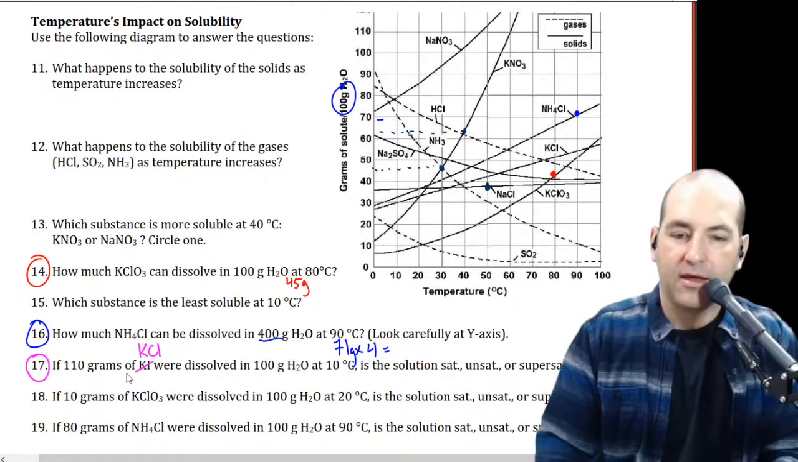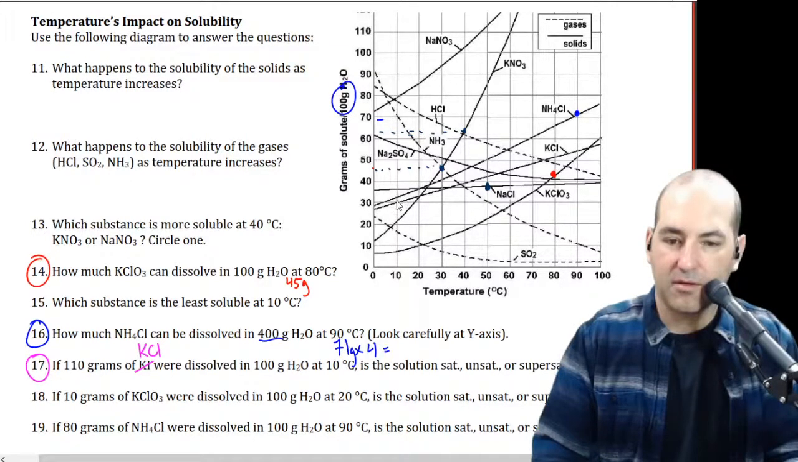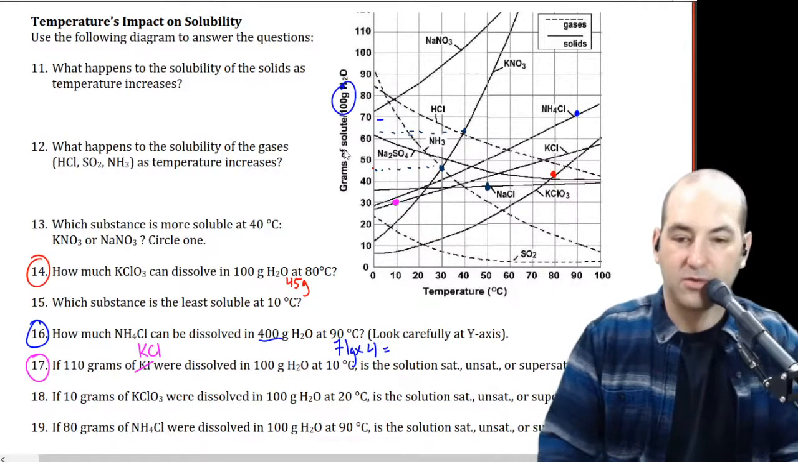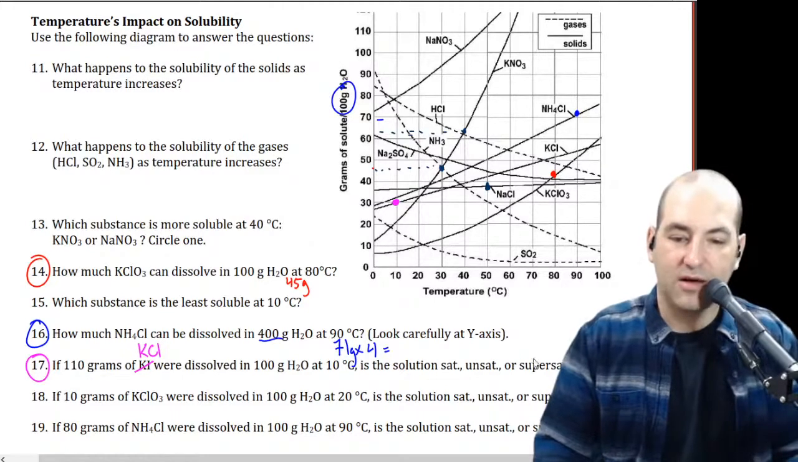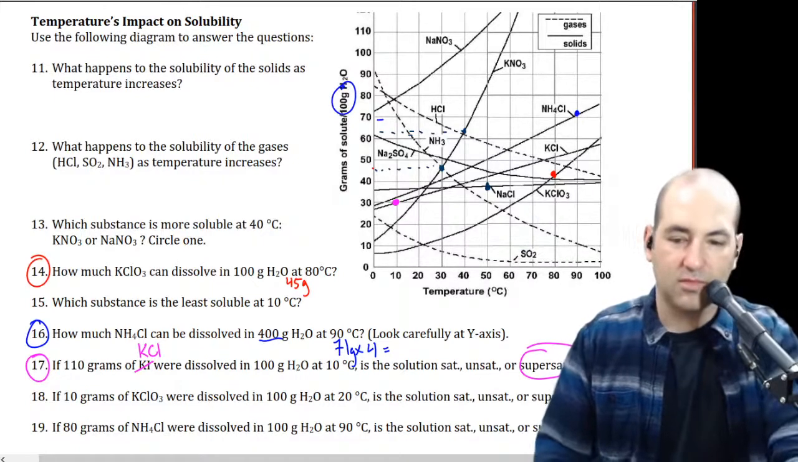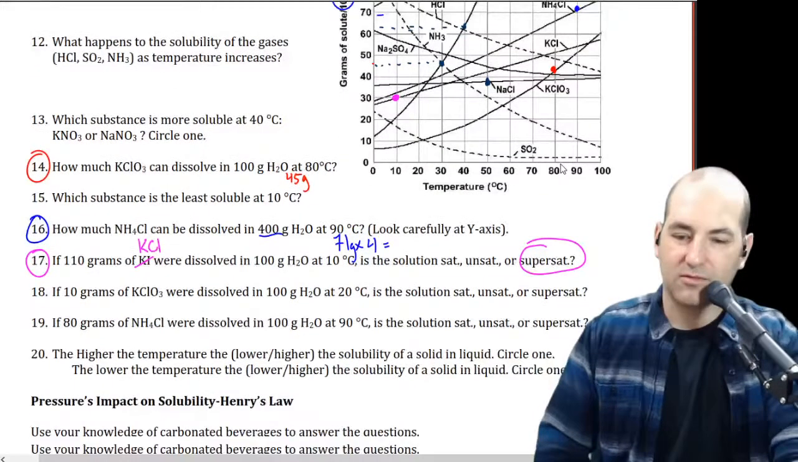Sorry about that. If 110 grams of KCl were dissolved at 10 degrees C, well, let's look at our KCl, it is right here. So at 10 degrees C, we've got about 30 grams per 100 grams of water. So if we had 110 grams, that would be way supersaturated. Really, really supersaturated. Maybe that was supposed to be KI, because KI is much more soluble in water than KCl. Can't quite answer that. We have to look up another one.